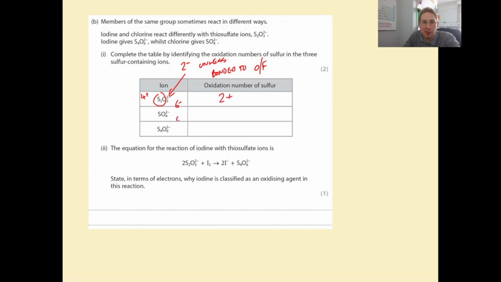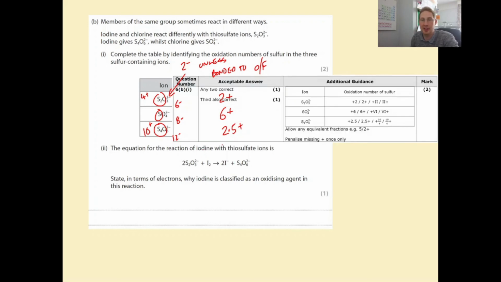Here we've got 4 oxygens, 8 minus, but we've got the 2 minus there, so that must be 6 plus. And here we've got the 6 oxygens, so that's 12 minus, but we've got the 2 minus there, so the 4 sulfurs must be 10 plus, so therefore each one must be 2.5 plus. And checking those, there we go, plus 2, plus 6, plus 2.5.